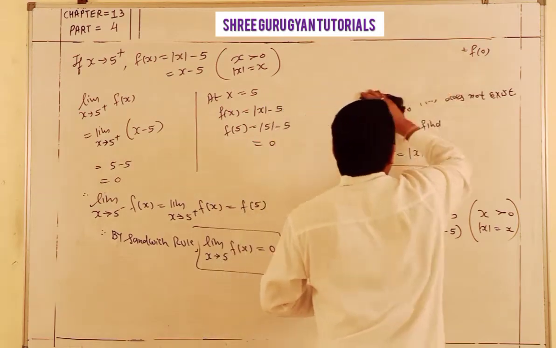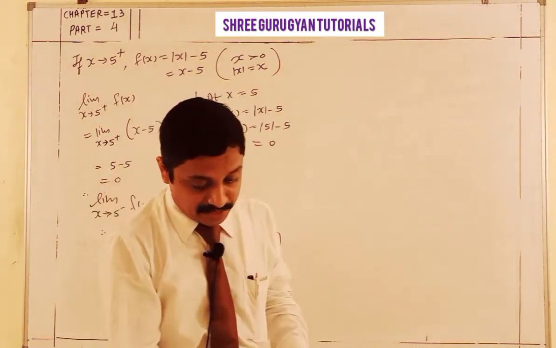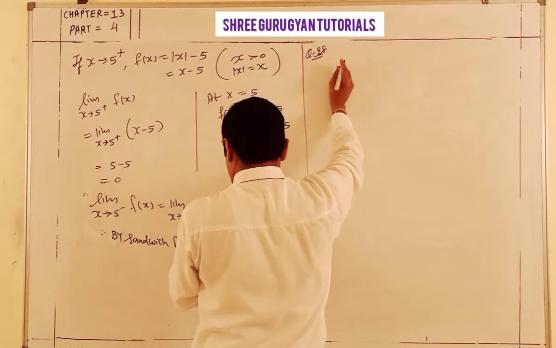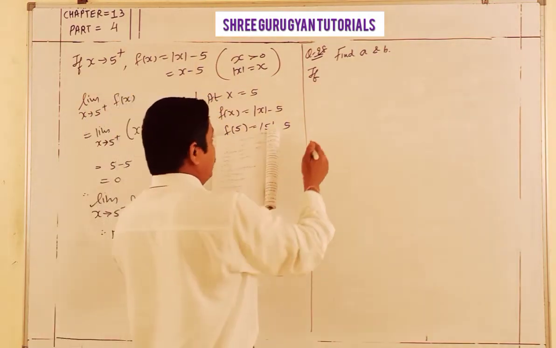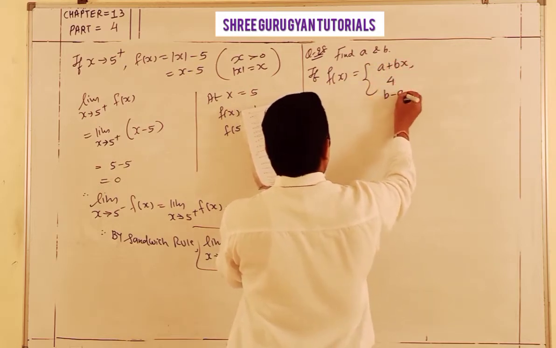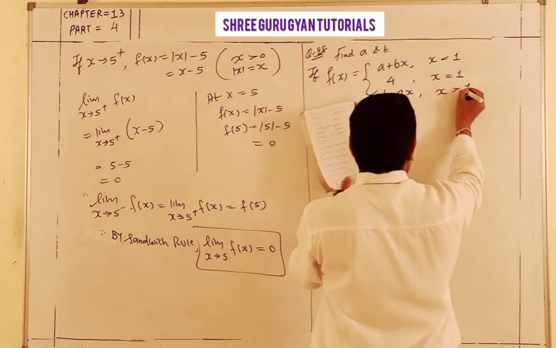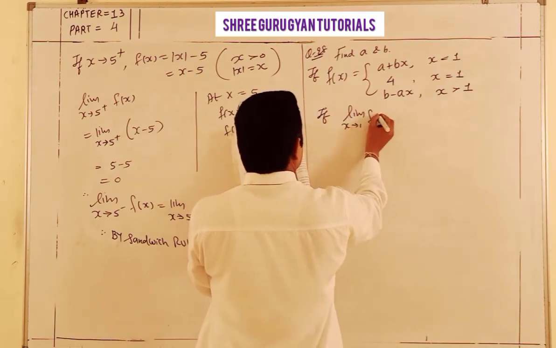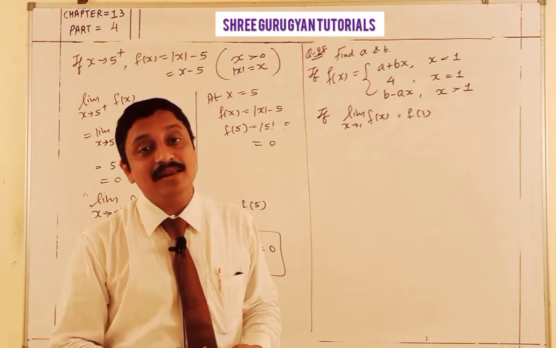Next, 28. Also important and many times asked in the final exam. Question number 28: find a and b if the function is given as a plus bx for x less than 1, 4 at x equal to 1, and b minus ax for x more than 1, and also given that the limit as x tends to 1 of f(x) is equal to f(1). Then decide the values of a and b.